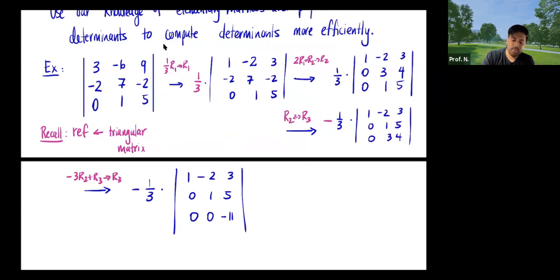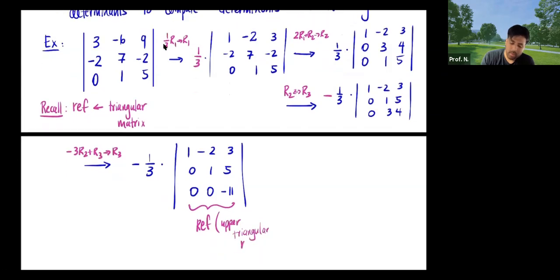And now look what we have. This is row echelon form. Upper triangular matrix. Once we have an upper triangular matrix, to find the determinant of upper triangular, just multiply the diagonals. And what do we get? We get 11/3.